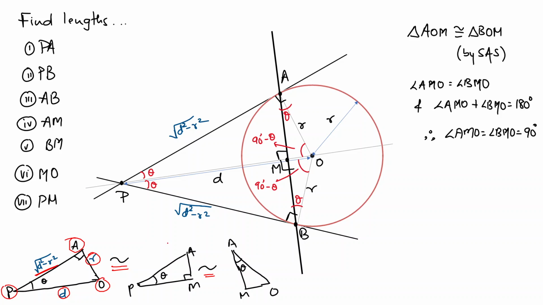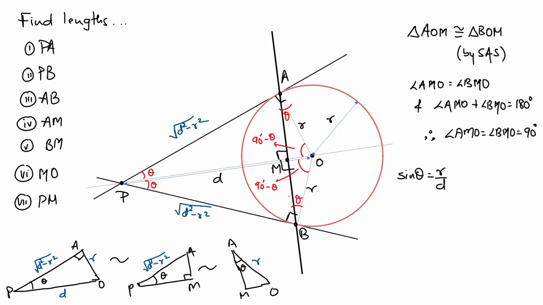What do you know in triangle APM until now? In APM, we know AP, we don't know AM, and we don't know PM. So we know only AP, which is root under d square minus r square. What do we know in AMO right now? We know AO is r, and do we know any other thing? No, nothing. So we know r.